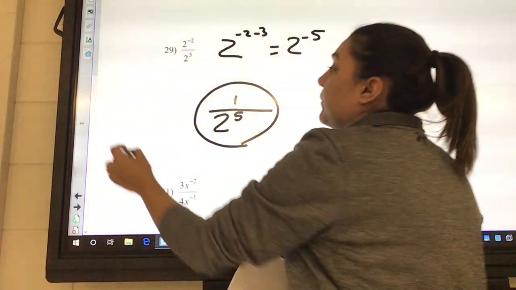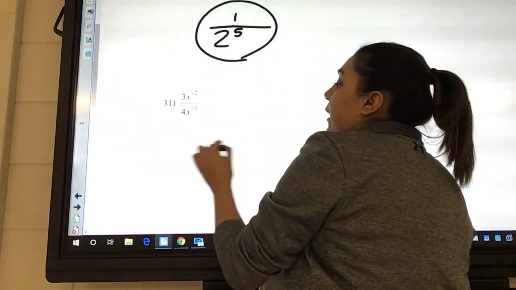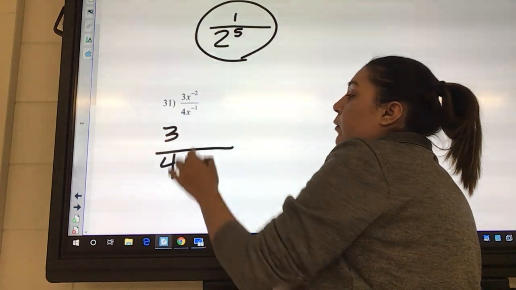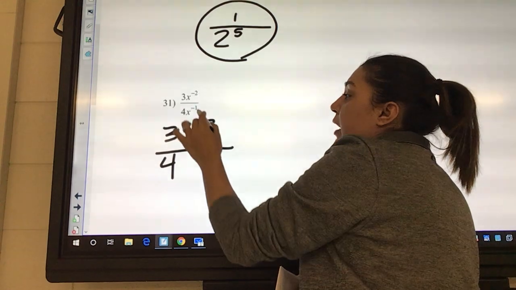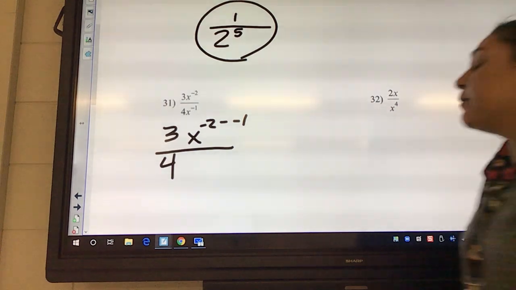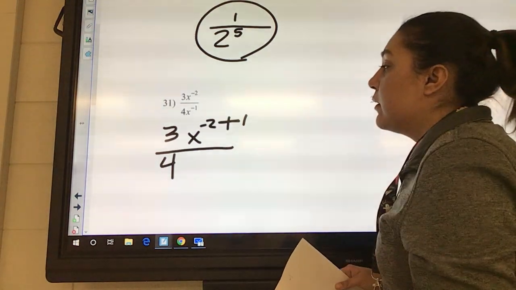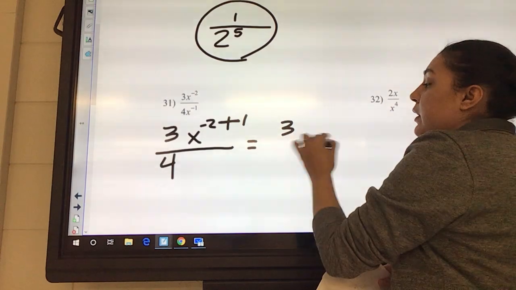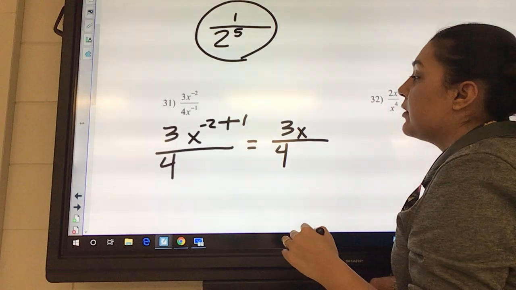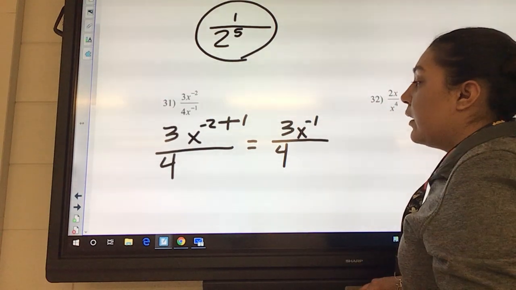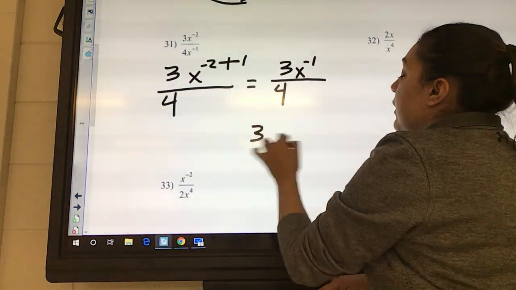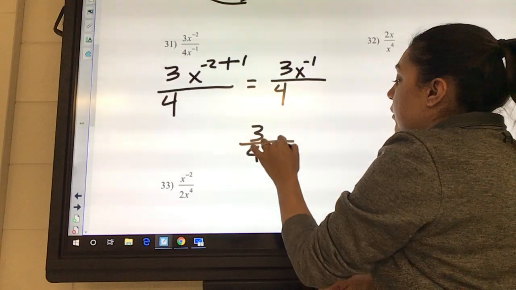31. We can draw our fraction bar. We always keep the numbers where they're at, so we're going to have 3 and a 4. And we have x, and we say -2 top minus the bottom, which is -1. Well, I got a minus, so we make this into a plus. So this thing is going to be 3 over 4, and then you're going to have an x to the -1. But we got negative, so we're not done. It's really going to be 3 over 4, and this x to the -1 needs to go on the bottom.